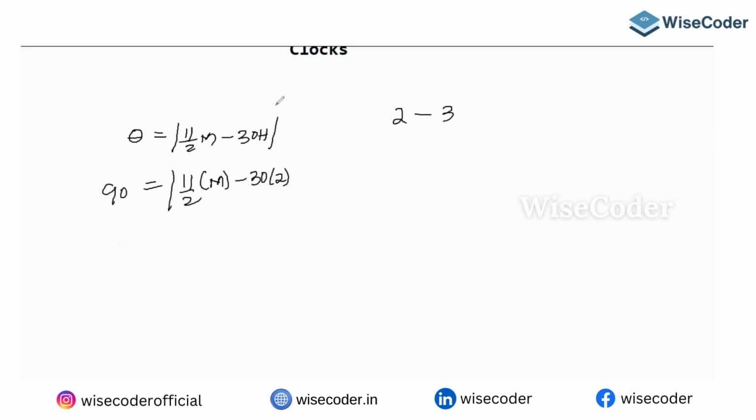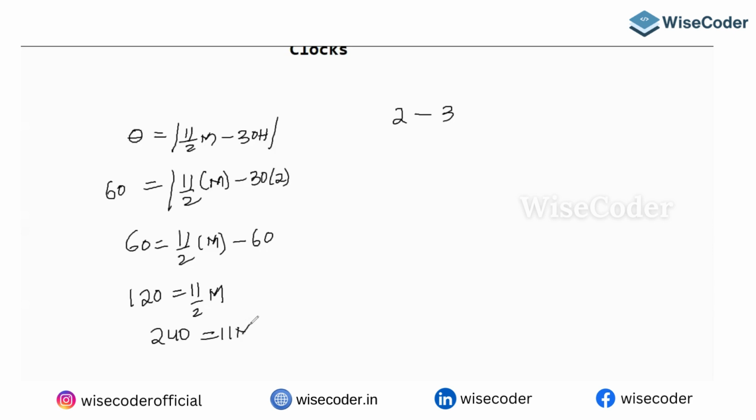Yeah, the degree here is what, guys? 60. When this is 60, you can say 60 is equal to 11 by 2 m minus 60. Yes or no? So minus 60 will come this side, so you can say it as 120, which is equal to 11 by 2 m. Again 2 will go this side, so can I write 240, which is equal to 11 m. So if I want m, it is equal to 240 by 11.